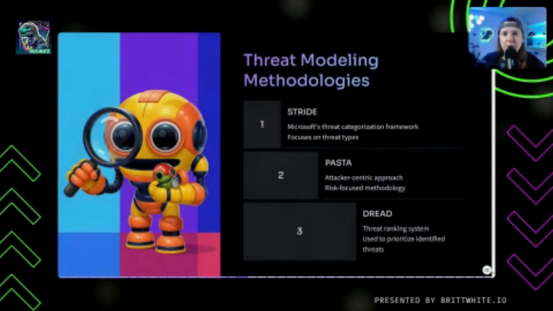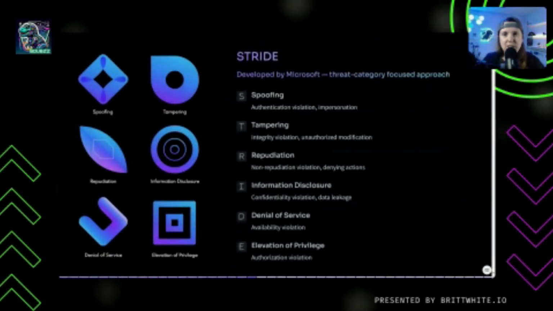STRIDE was developed by Microsoft. STRIDE is a widely used threat category focused methodology. It helps systematically brainstorm threats by categorizing them into 6 types, using the acronym STRIDE. S is for spoofing. This is an authentication violation where the threat involves impersonating another user or entity. T is for tampering. Here we have an integrity violation. Tampering is unauthorized modification of data.